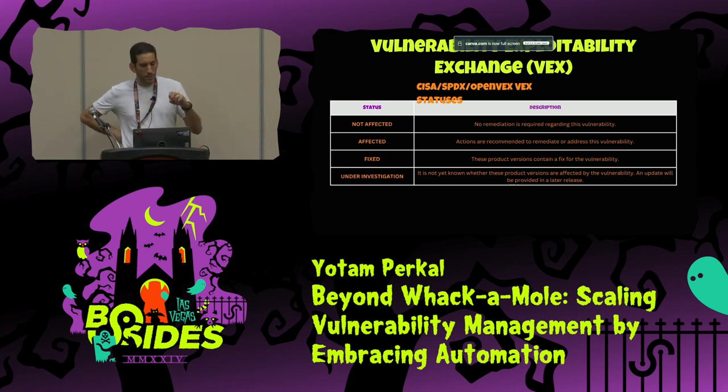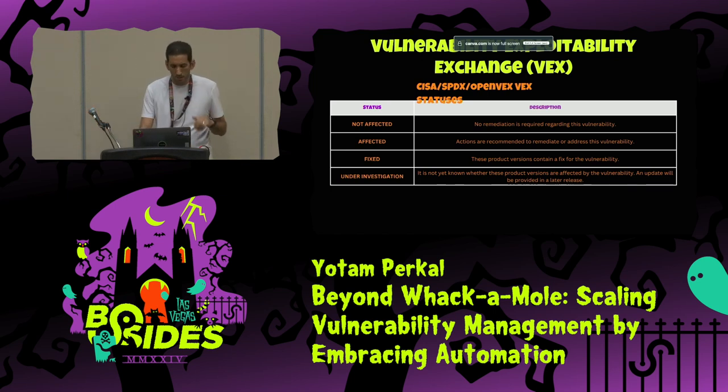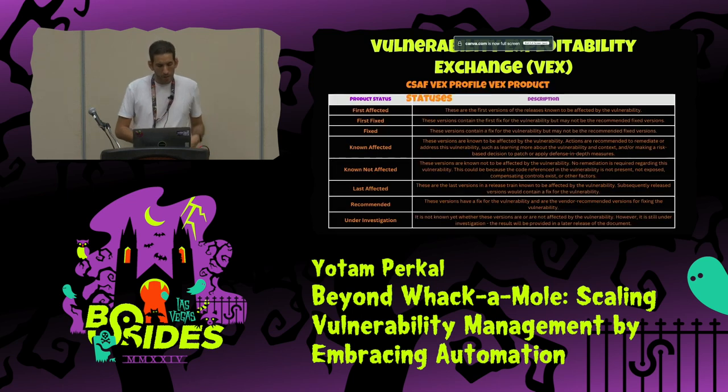VEX lets you set a status for a vulnerability, whether it's affected or not affected. This is for CSAF, SPDX, and OpenVEX. I'll show the difference in the different formats, but either it's affected, not affected, fixed, or under investigation. And if it's not affected, then you need to provide a justification. So why is it not affected?